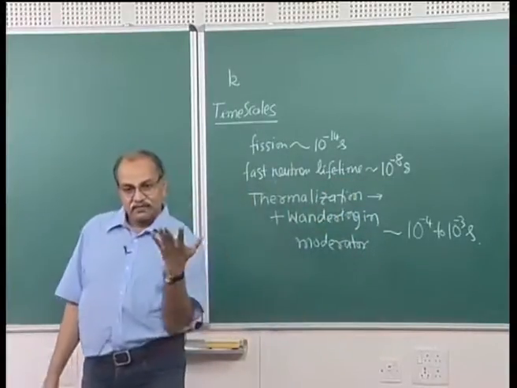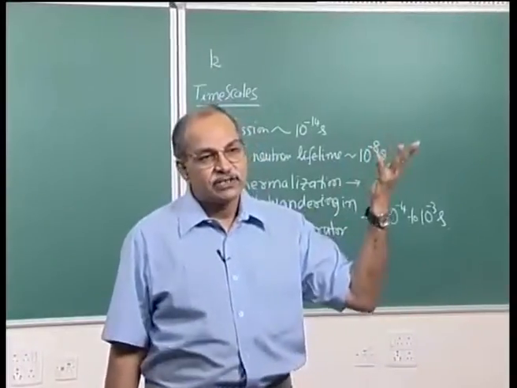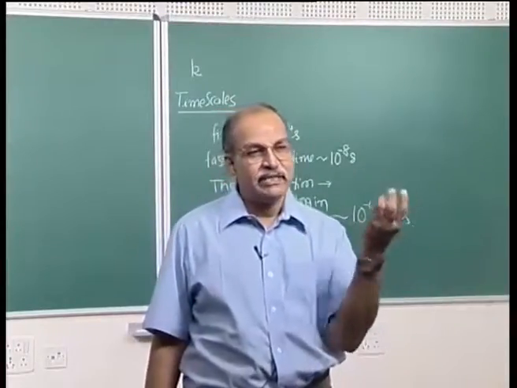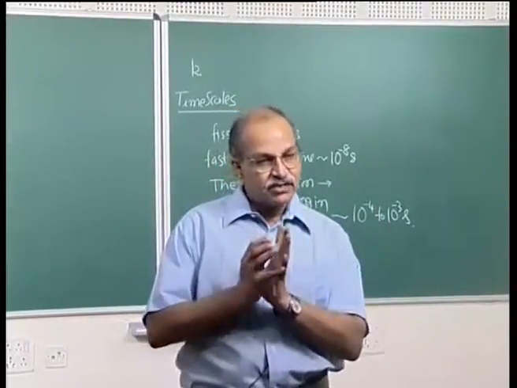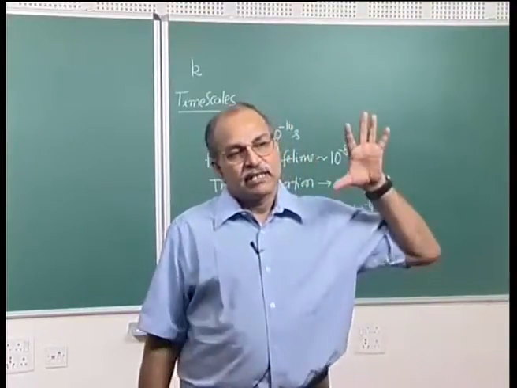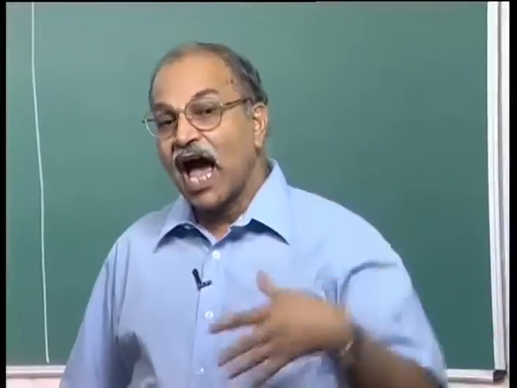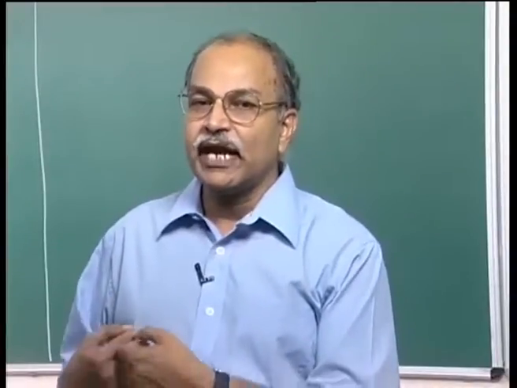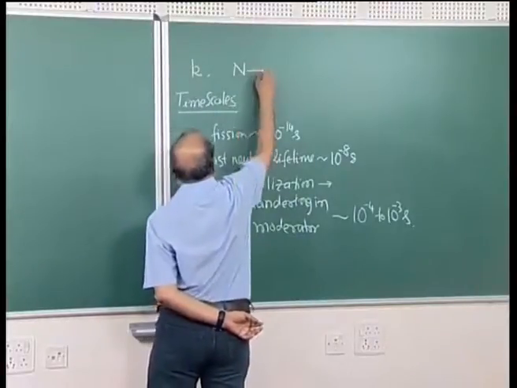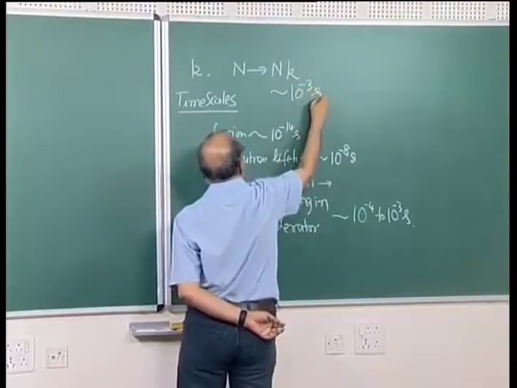So, that finally decides the time scale going from one generation to another generation. It takes about a fraction of a millisecond. So, in that fraction of a millisecond, 10 to the power minus 3, 10 to the power minus 4 seconds, those capital N thermal neutrons in the fuel ready to cause fission have become capital N into k, this k times. So, N becomes N times k in this time frame, 10 to the minus 3 seconds, let us say.